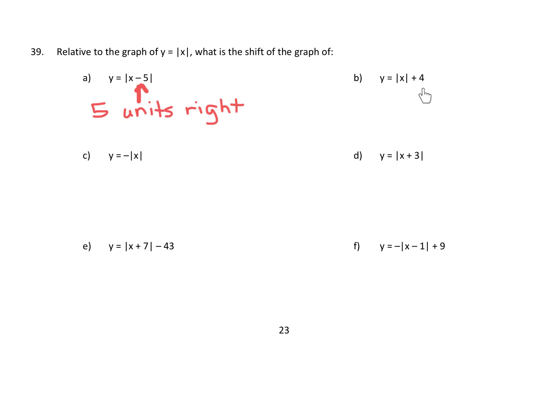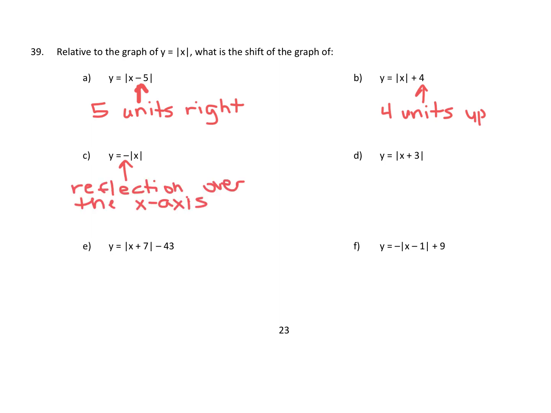All right, let's go over here to letter B. In letter B, we're adding 4 to the outside of the function. So again, hit pause, write down which way that's going to shift it. All right, so if you said 4 units up, you are correct. Now look at letter C. In letter C, they put a negative in front of the absolute value bars. So they're negating the function. Think about what that does. All right, so if you said a reflection over the x-axis, very good job. That's exactly what it does.